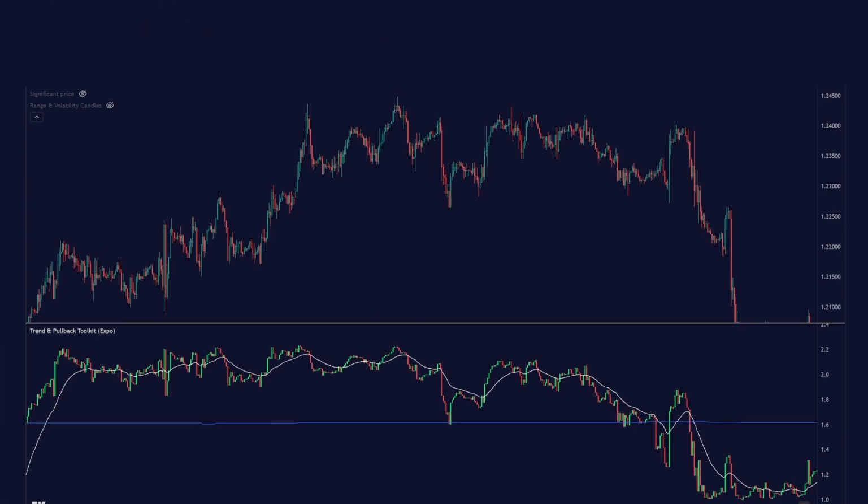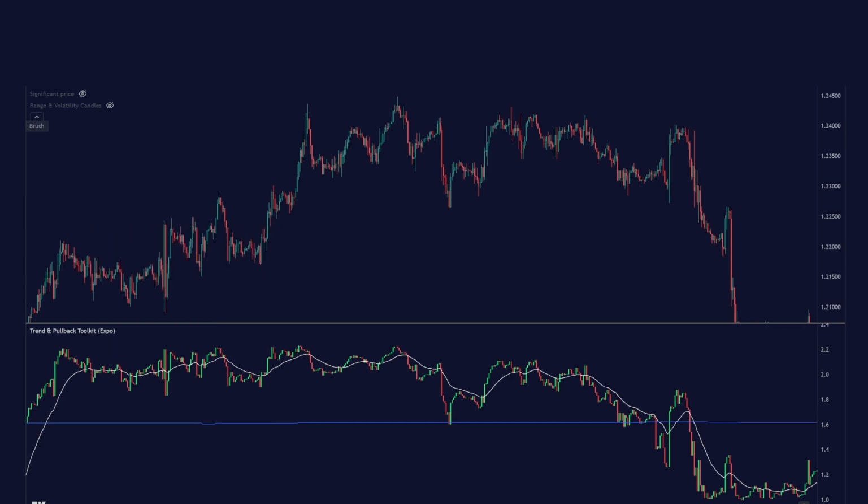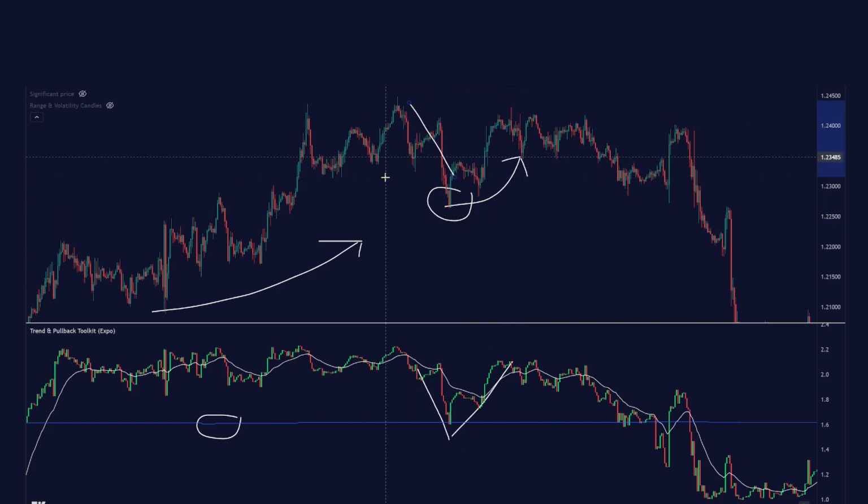Let's have a look at the fantastic pivot cycle, and it works like this. When the candle is above this midline, we are in a positive trend, and then we want to look for pullbacks. So when the candle comes back down and retests this midline, we want to enter long right there at this pullback. That is how the indicator works and how we should use it.